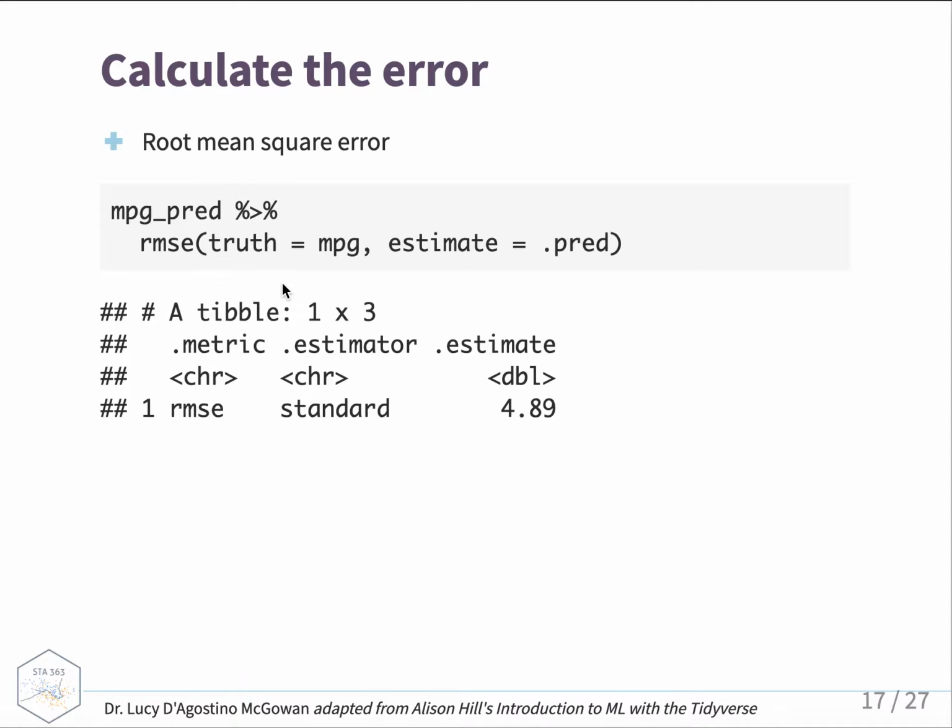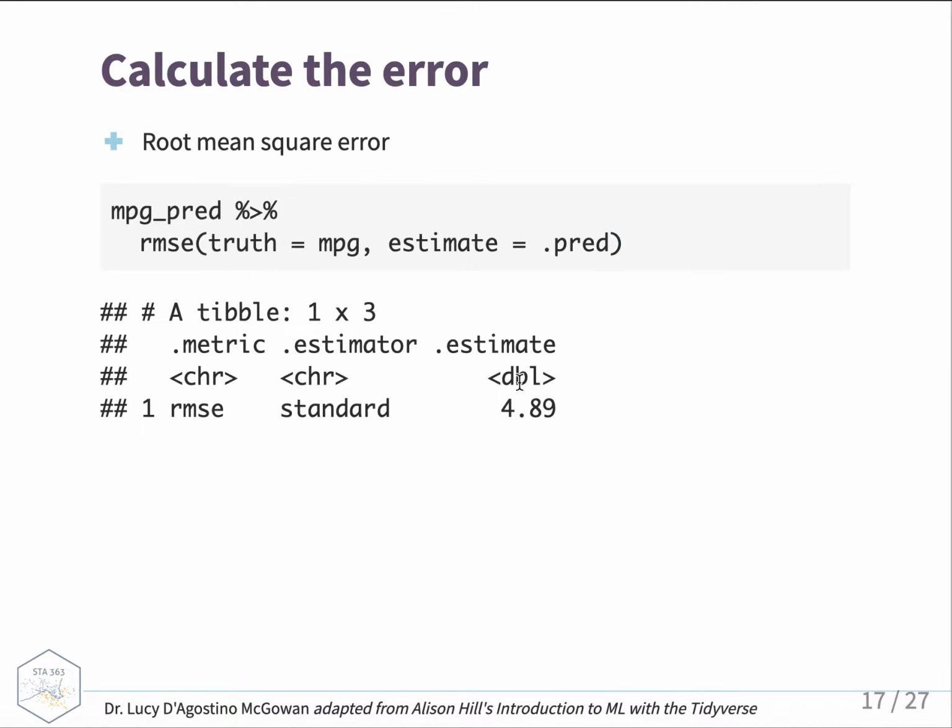We can calculate this root mean squared error by using the mpg_pred data frame. This is our data frame that includes the full auto data as well as a .pred column with the predicted values from our linear model. We can pipe this to the rmse function, and we tell it what the truth is. The column that indicates the true y value is mpg in this data frame. Then we tell it what the estimate is, and in this case, the estimate is .pred, our estimate from our linear model.